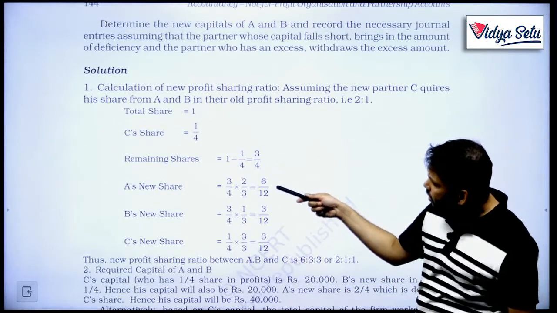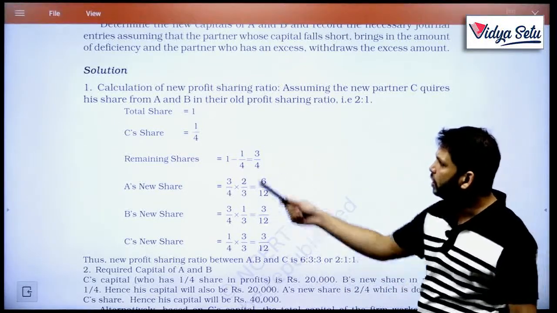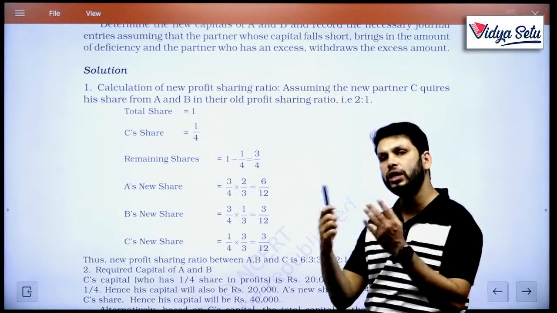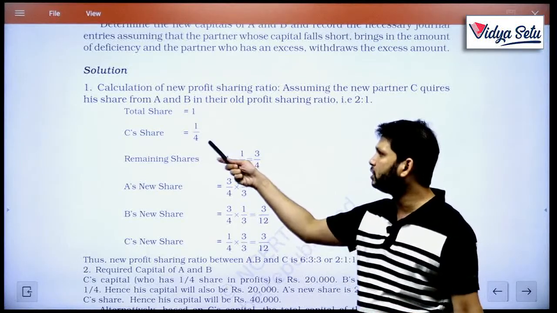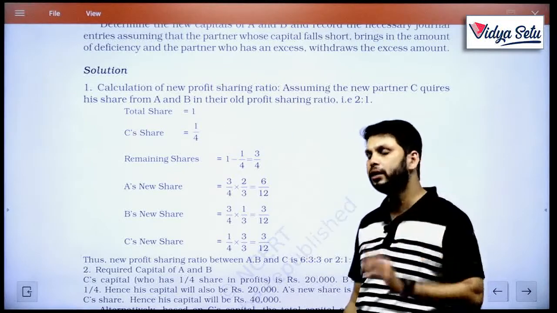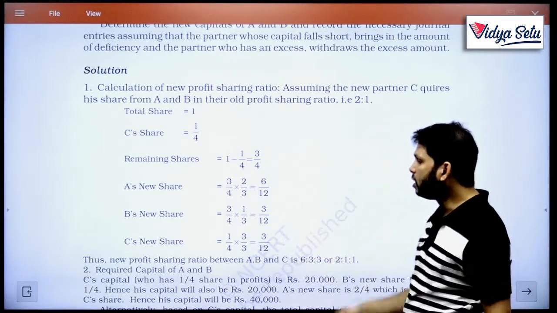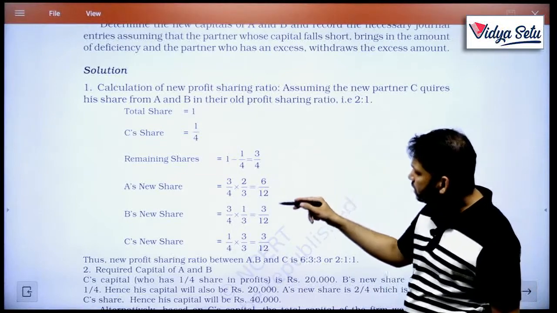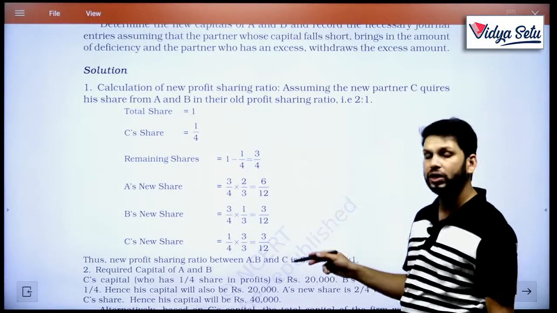So now these have denominator 12. C's denominator is not 12. We need a common denominator. So how to make this denominator 12? By multiplying numerator and denominator both by 3. So here we are multiplying. Now we got the new ratio, 6:3:3. We can check whether it is correct or not.